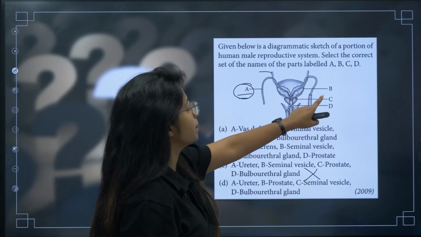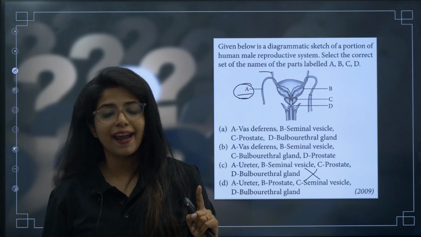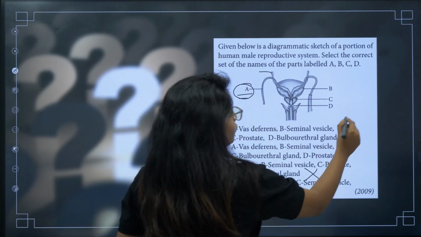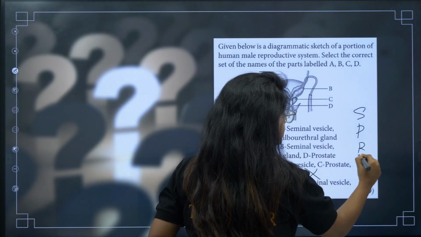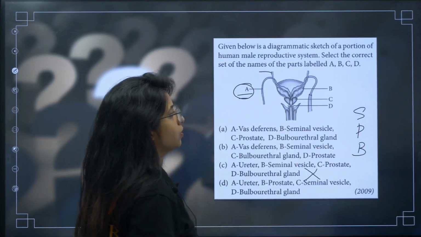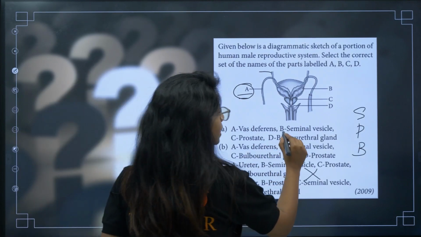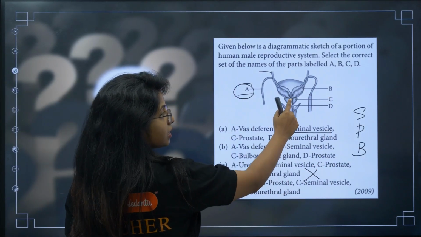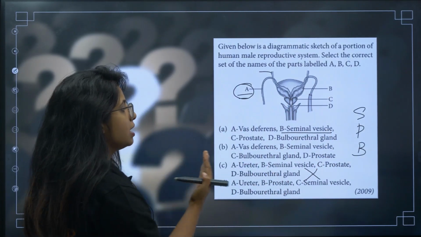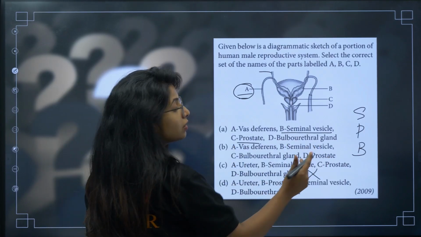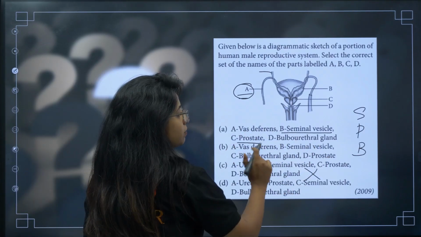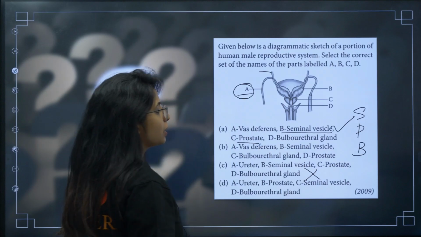Now let's see B. You know the first gland, if you remember, SPB: seminal vesicle, prostate and bulbourethral, that is the positioning of it. So B over here will obviously be the seminal vesicle. C is something that is making a round over there, it will be prostate, and bulbourethral looks like a bulb, and this is a bulb-shaped thing. So this will be the correct option.